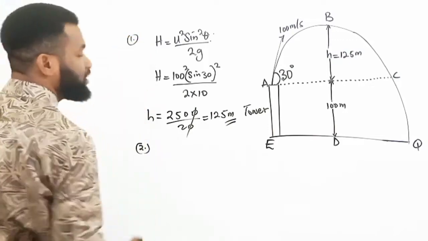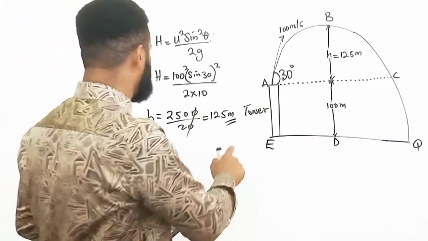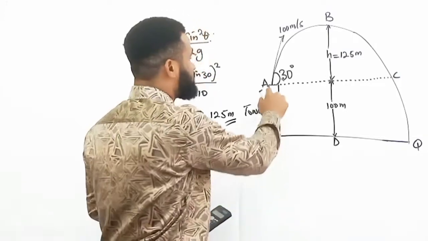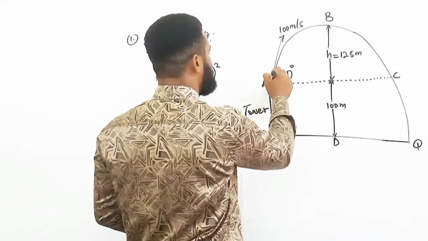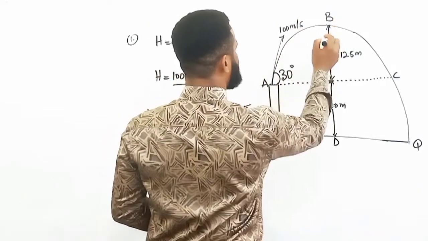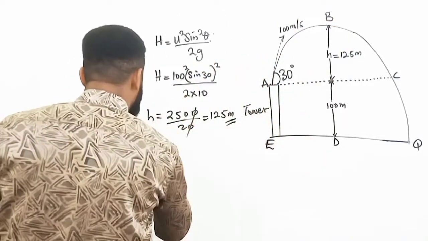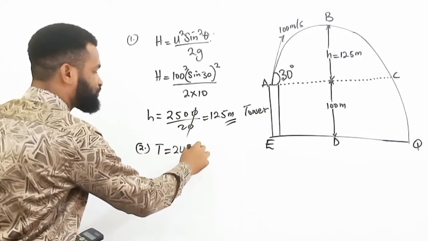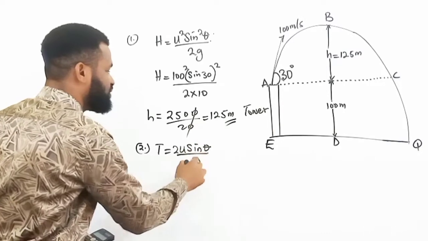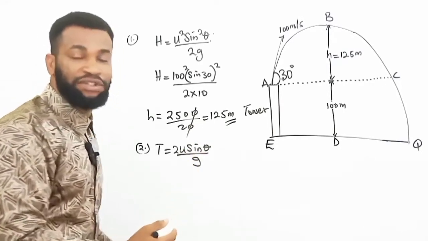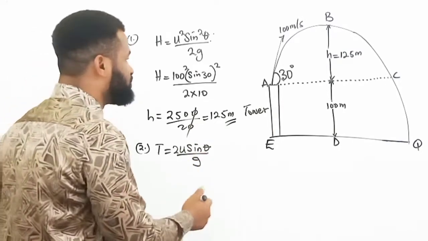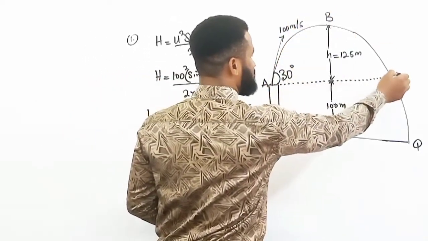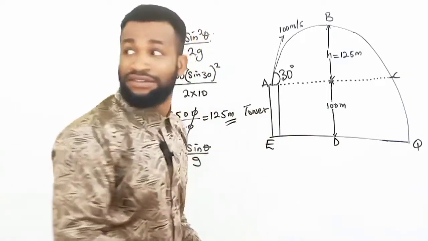Time. This is part two. The time it takes to reach the height, the time it takes to go from here till it gets to this place. Now, remember that the time of flight is T equals 2u sine theta all over g. What is the meaning of time of flight? The time of flight means the time it takes to go from here all the way to this point again.